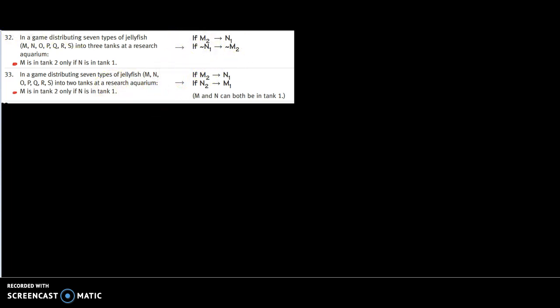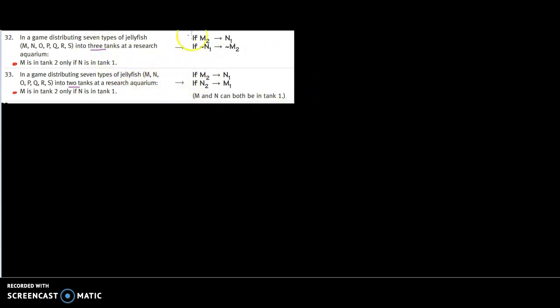The key idea, very importantly, is that we have a different number of tanks. Actually, well, let's do that backwards there. We have 3 tanks in 32 and only 2 tanks in 33. So let's explore why that would lead us to making different deductions.